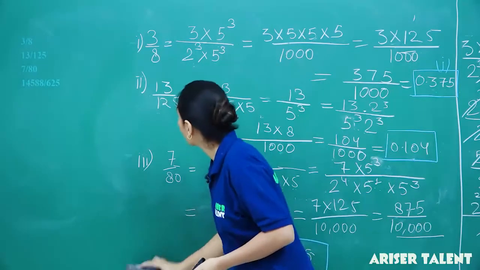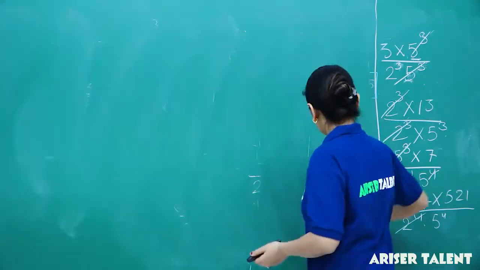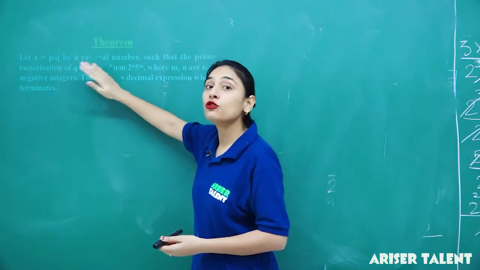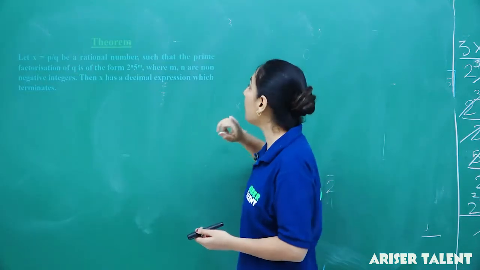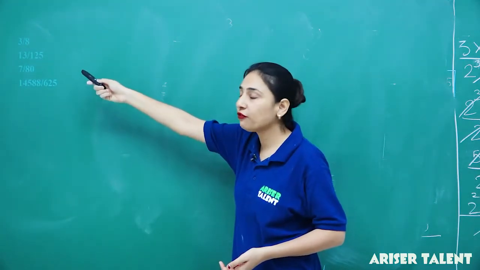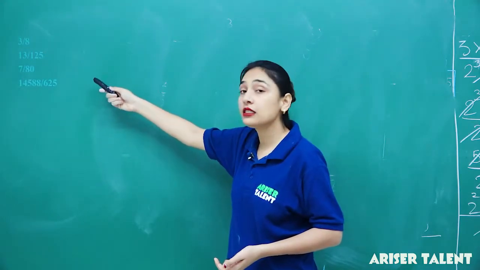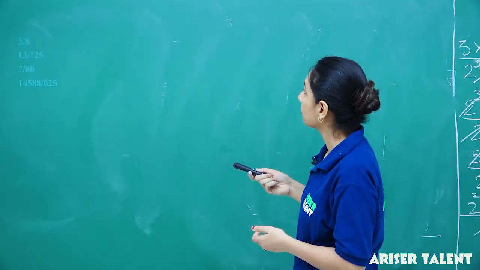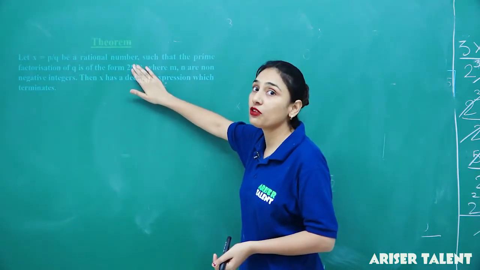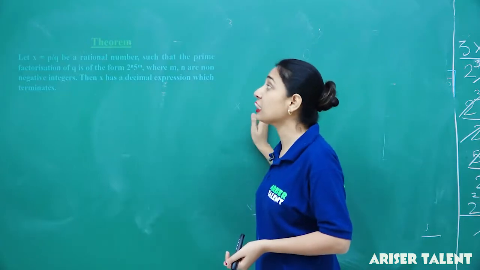So what I wanted to show you by these expressions is this theorem: let x equal P by Q, because in this form we took 3 by 8, 13 by 125, 7 by 80 and 14,588 by 625 in P by Q format, such that the prime factorization of Q is of the form 2 raised to power n and 5 raised to power m, where m and n are non-negative integers. Then x has a decimal expression which terminates.